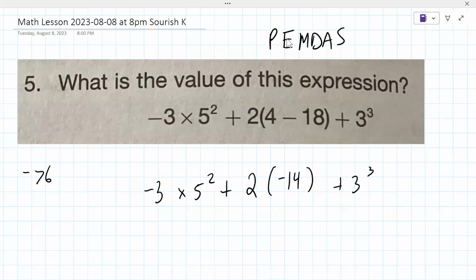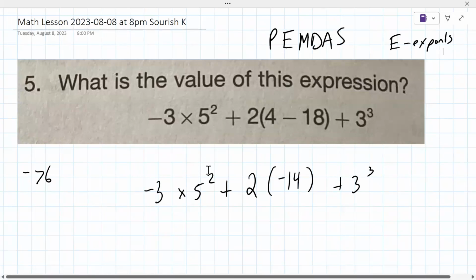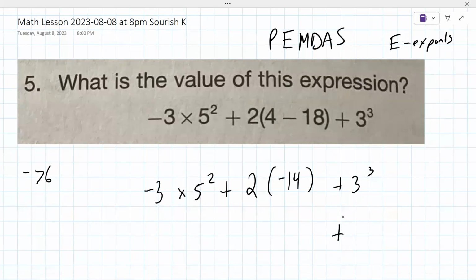What does the E stand for in order of operations? Exponents. Do you see any exponents in your expression? 3, 3. Okay, 3 to the power of 3. Can you tell me what that becomes? 27. Okay, how about 5 to the power of 2? 25. All right, doing great here.